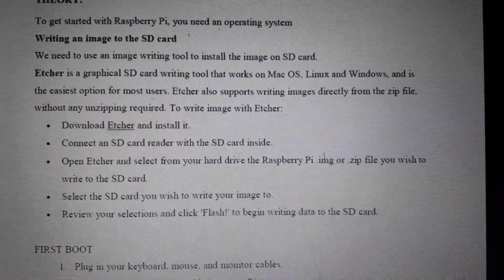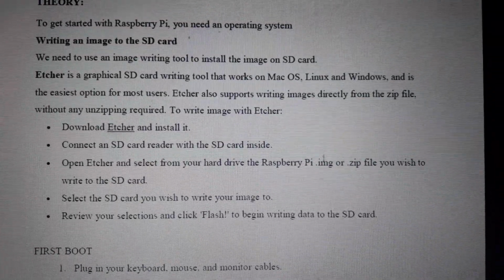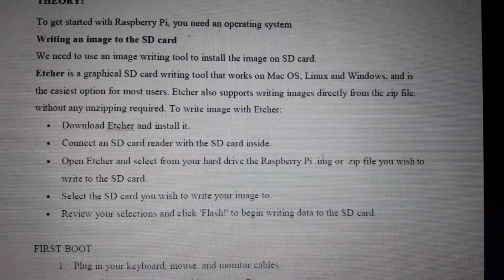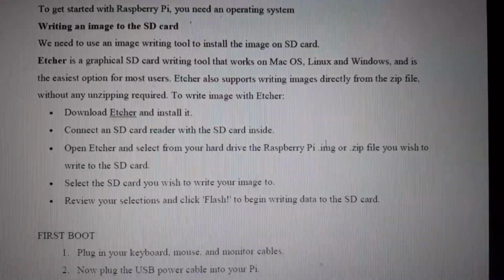Open Etcher and select from your drive the Raspberry Pi image or chip you wish to write on the SD card. Select the SD card you wish to write the image on. Review your selection and click flash to begin writing to the SD card.